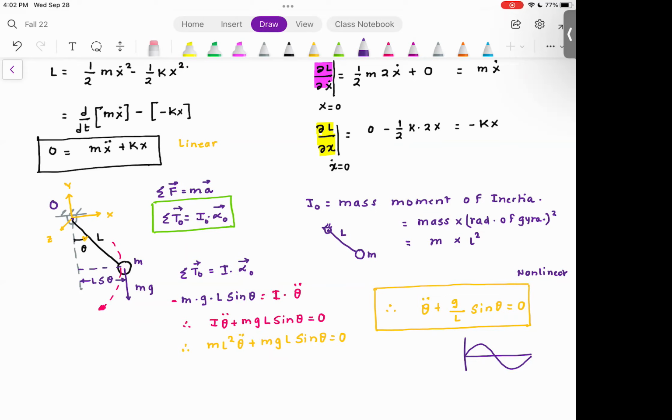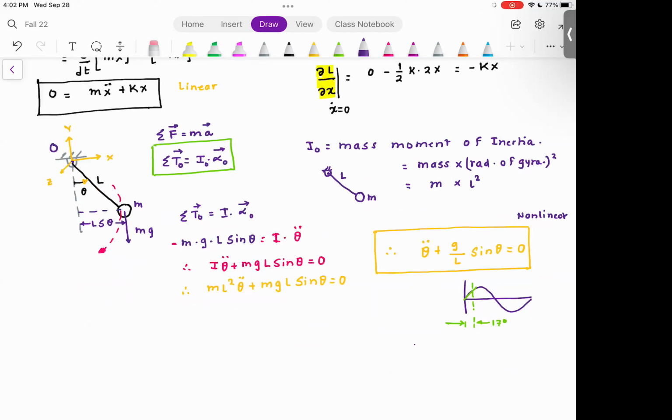The system became non-linear. So what that means is, if I put a straight line approximation here, I can approximate sine theta as theta in this small region, and this region is about 17 degrees. If the oscillations are within 17 degrees, this expression can be approximated as theta double dot plus g over L theta is equal to 0. So this expression holds when theta is less than or equal to 17 degrees.